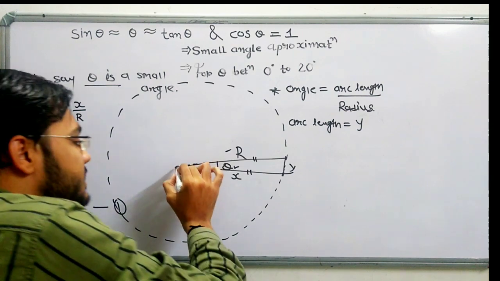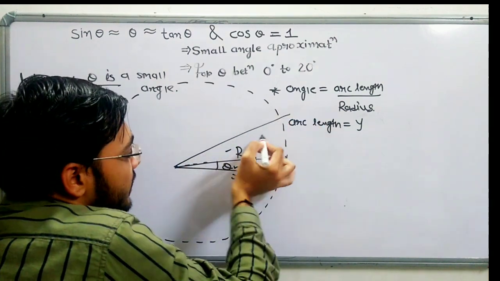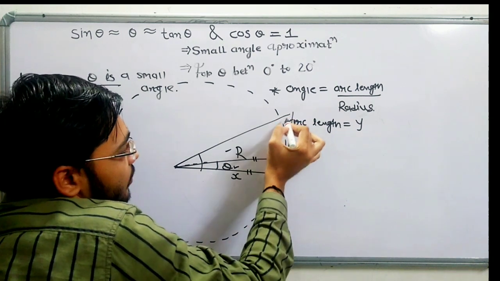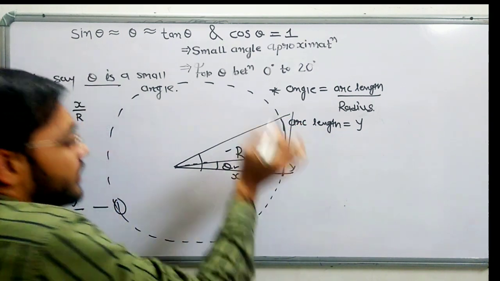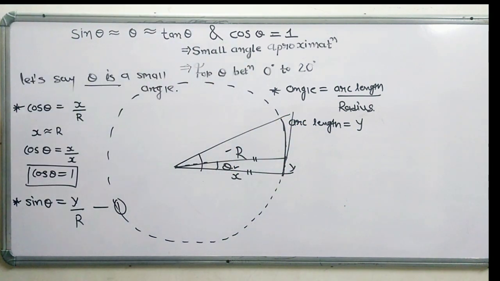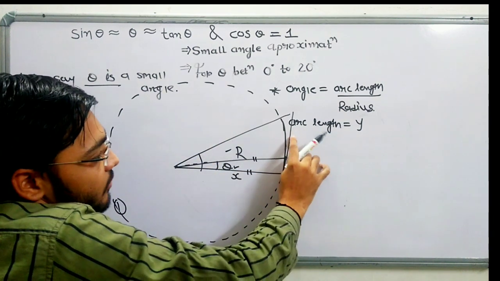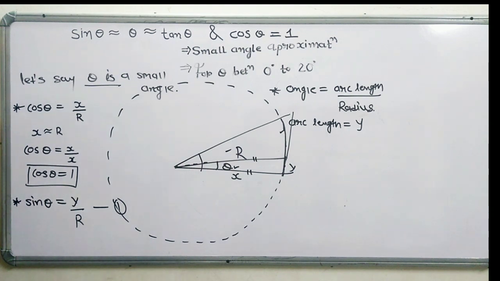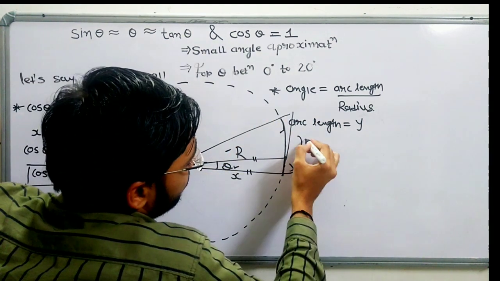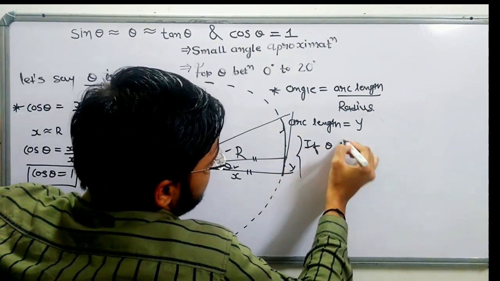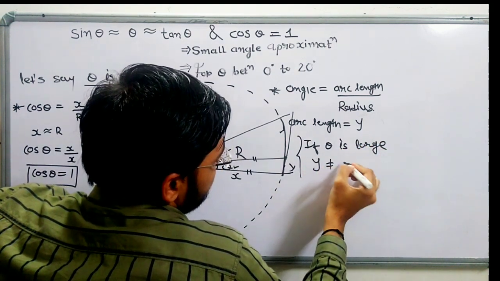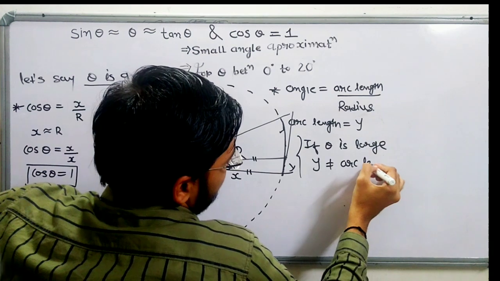If theta is a large angle, the side y will not coincide with the arc. So if theta is large, y will not be equal to the arc length.